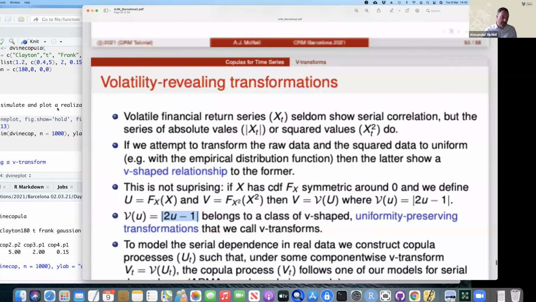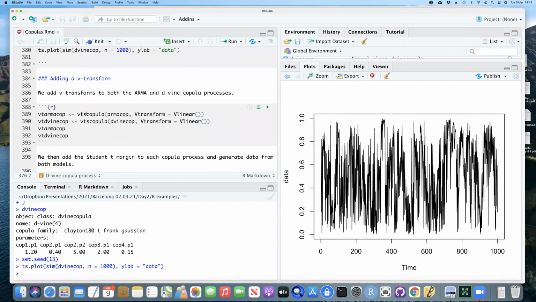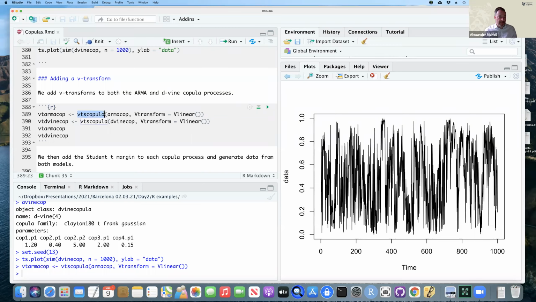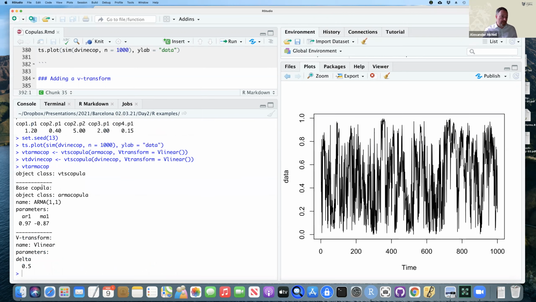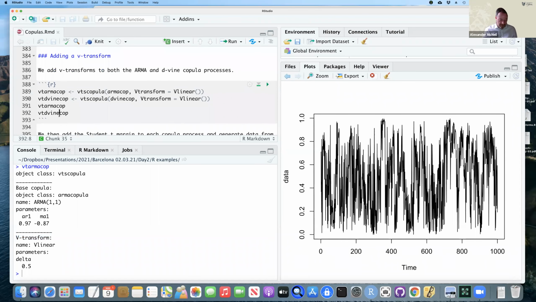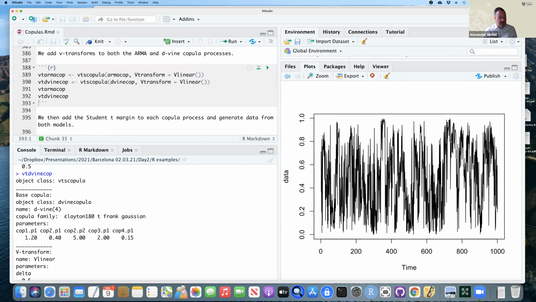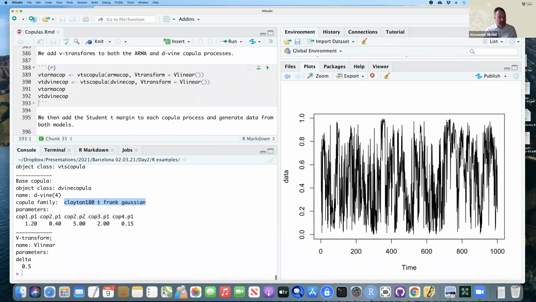And so my final practical demonstration. I'm going to add V transforms to both the ARMA and the D-vine copula process. So VTS copula makes a copula with a V transform. And so I make two, and I'll just show you what they look like. The first one, the base copula is an ARMA copula. That's the process for V. And the V transform that I'm using is actually the very simple symmetric one. There's a whole family of these transforms, but it's the very simple symmetric one. And similarly, that would be the one with the D-vine copula. So here you see that the base copula is a D-vine copula with different pair copulas. And again, the V transform is linear.